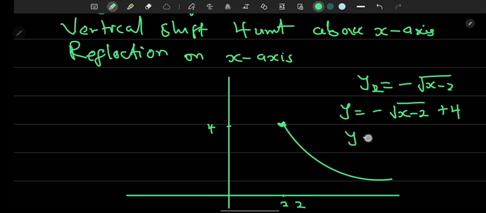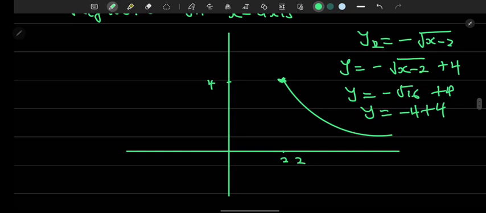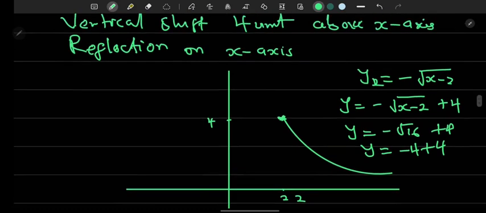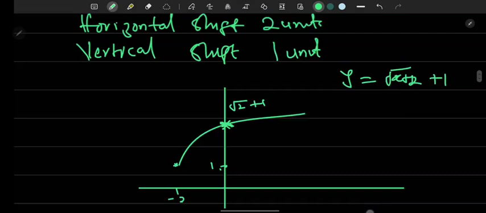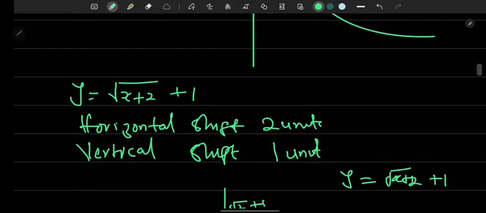So when x is 6, what happens here? You have minus root. I think we can use something like 18 instead. Yes, 18 is fine. 18 minus 2 gives us 16, so plus 4. And of course the square root of 16 is 4, so minus 4 plus 4 is 0. So the curve will intersect the x-axis when x equals 16. So that is it on transformation of square roots, particularly translation and reflection.